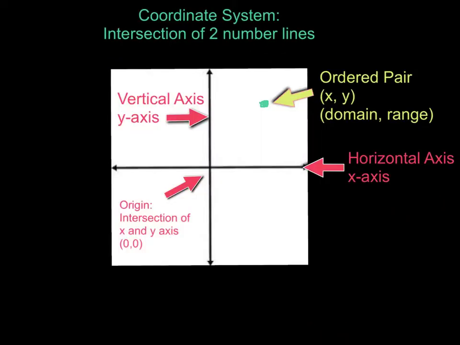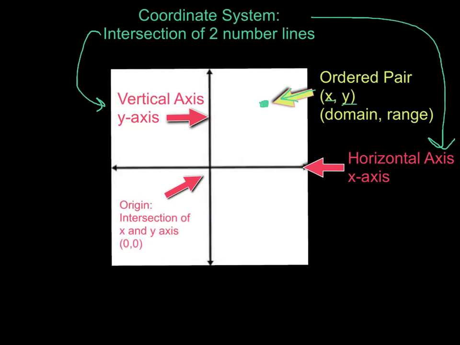Here is a picture of the coordinate system, which is often used to graph relations. A coordinate system is the intersection of two number lines. One number line represents the vertical axis, or the y-axis, and the other number line represents the horizontal axis, or the x-axis. And here is just a point, which we call an ordered pair, x and y.